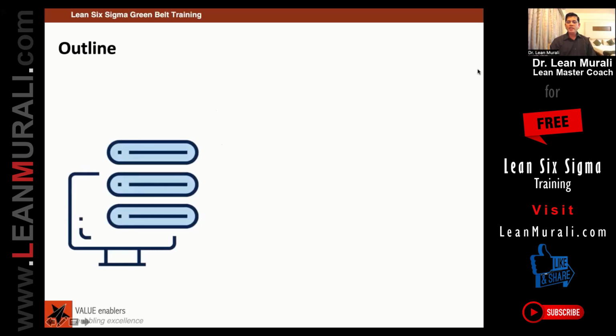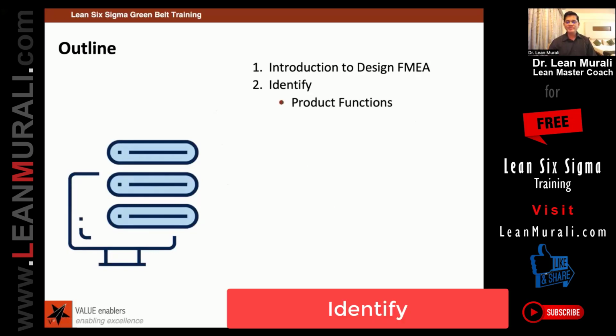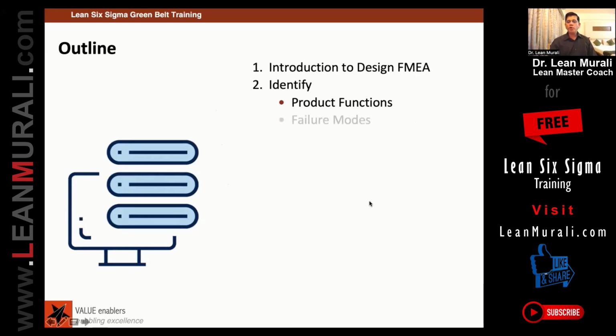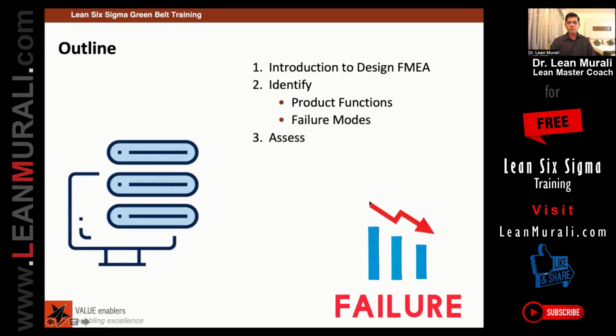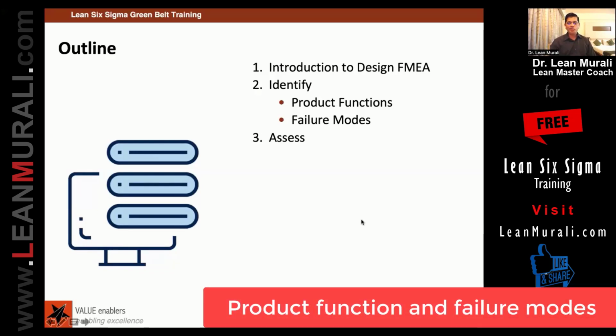So let's go a little deeper now. We will introduce the design FMEA. We have these 3 steps: I for identify, A for assess, and C for control. So identify product functions and failure modes. In design FMEA, we identify PF and FM, that is product functions and failure modes.